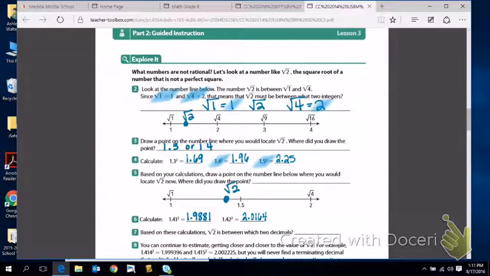We're then asked, based on these calculations, the square root of 2 is between which 2 decimals. So now to the hundredths place, we know that 1.42 is too much, but 1.41 is not enough. So it's going to be somewhere between 1.41 and 1.42.